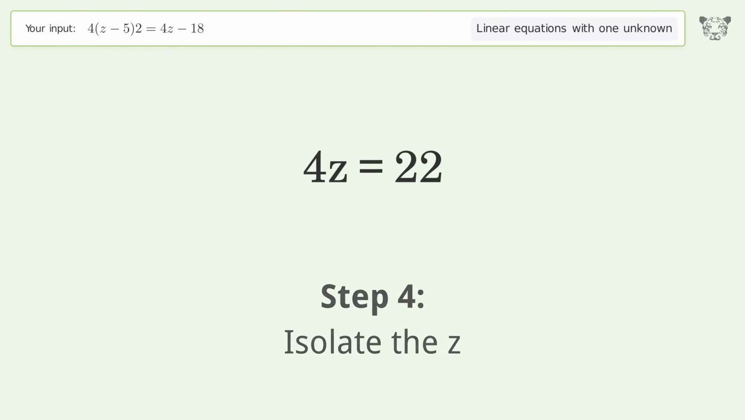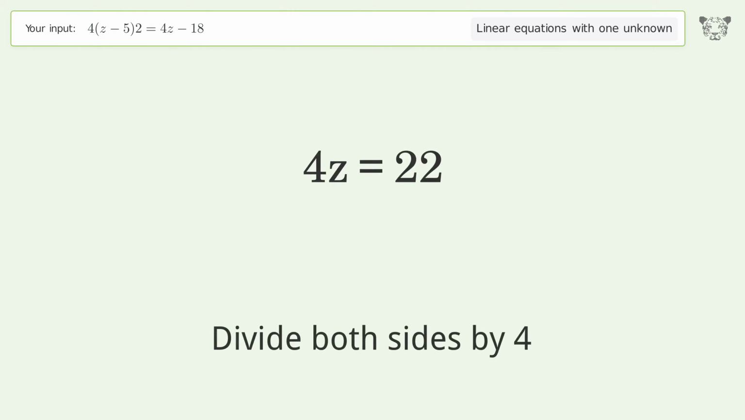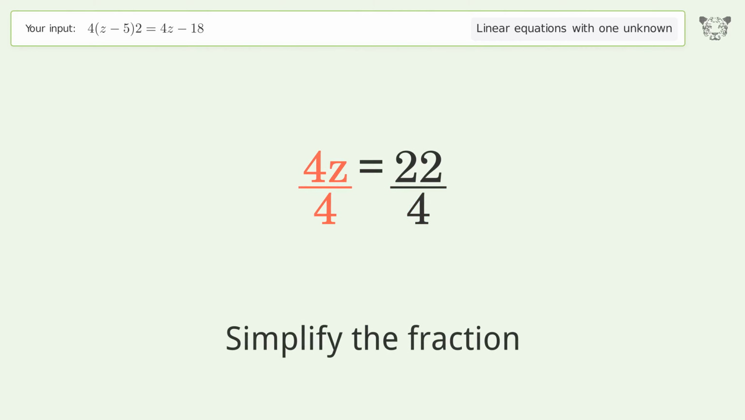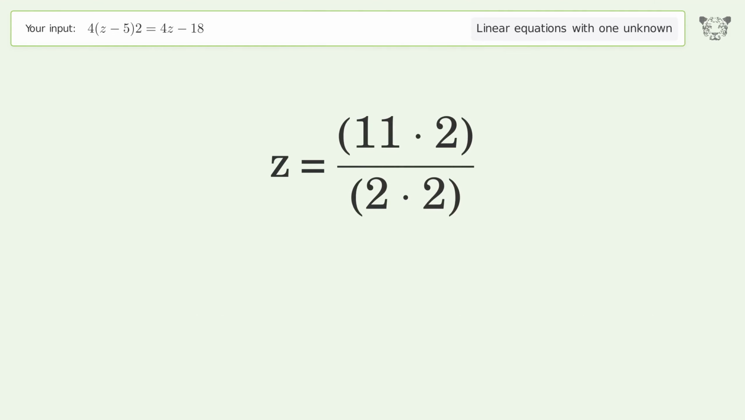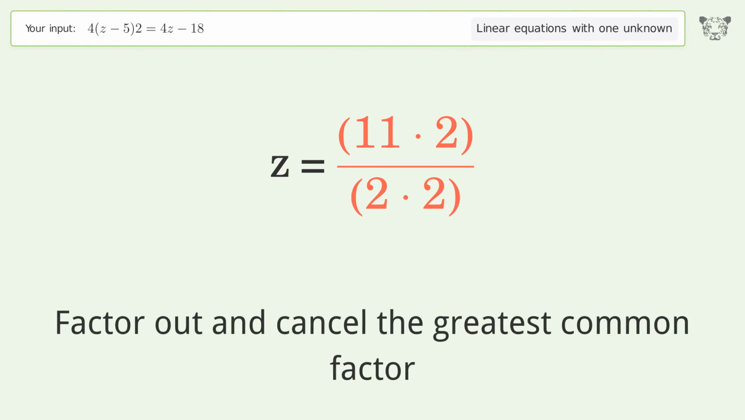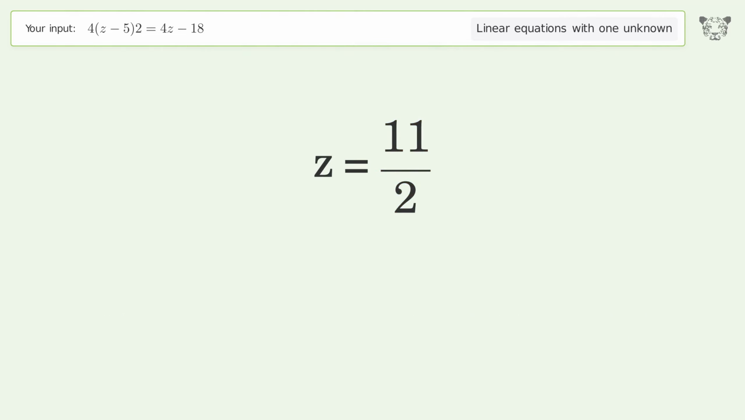Isolate the z. Divide both sides by 4. Simplify the fraction. Find the greatest common factor of the numerator and denominator. Factor out and cancel the greatest common factor. And so the final result is z equals 11 over 2.